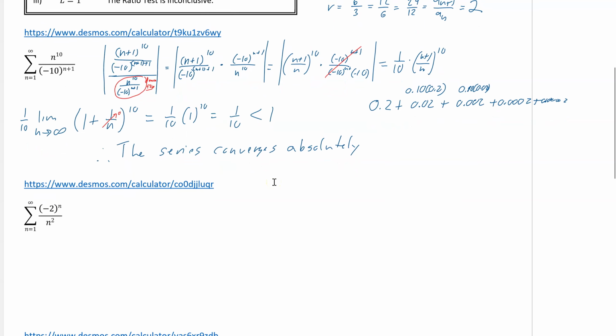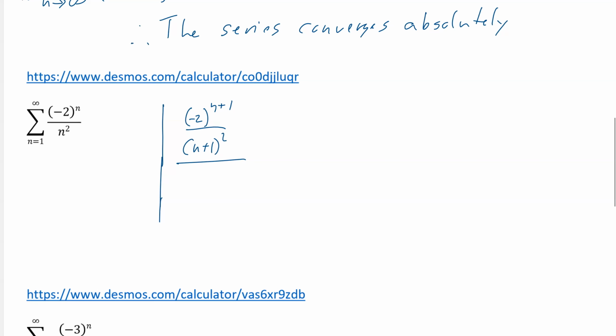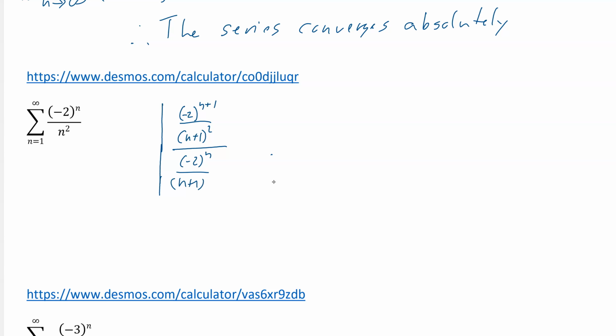All right, so let's try another. So these are just basically now figuring out how to simplify them. That is what we're dealing with. So we're going to take -2 to the n plus 1 over n plus 1 squared. So again, all I'm doing is putting that n plus 1 in there. Let me zoom in and shrink this. All right, and so then we would have -2 to the n plus 1 squared.